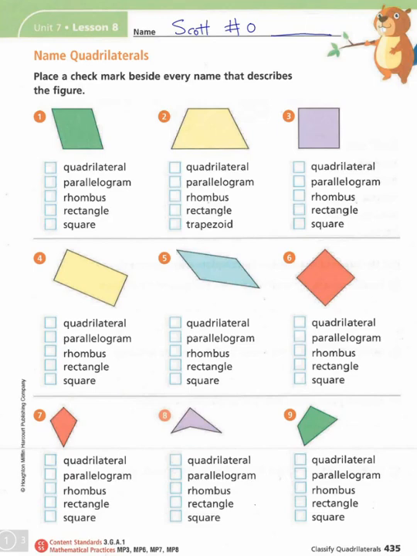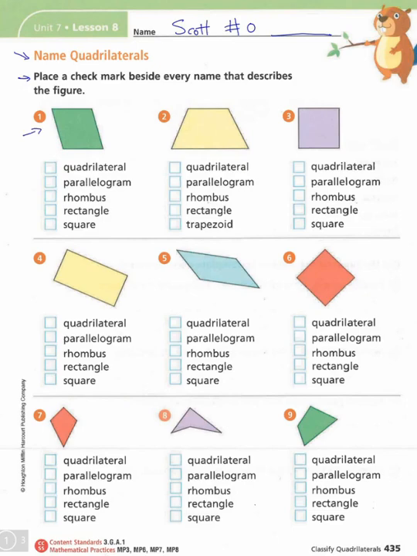Alright, so this is kind of a wrap-up. There's one more lesson, but this is really kind of the review lesson for what we've learned so far about quadrilaterals and polygons and things like that. Specifically about quadrilaterals. So right here, name quadrilaterals, and the directions say to place a check mark beside every name that describes the figure. So, for example, I'll do number 1.